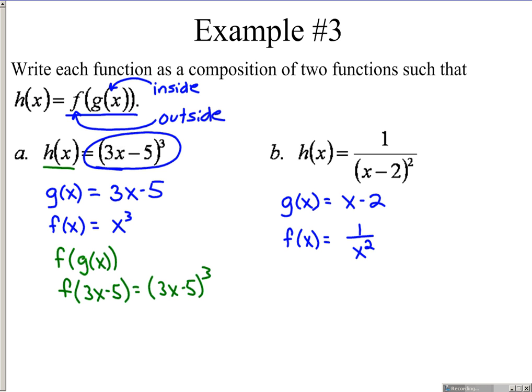Again, we can easily check this. Find f of g of x. That's f of x minus 2. Plug x minus 2 now into our f function, and we get 1 over x minus 2 squared.